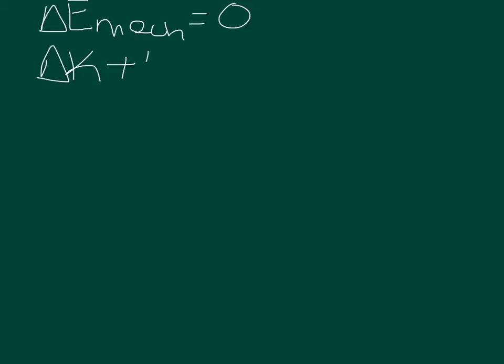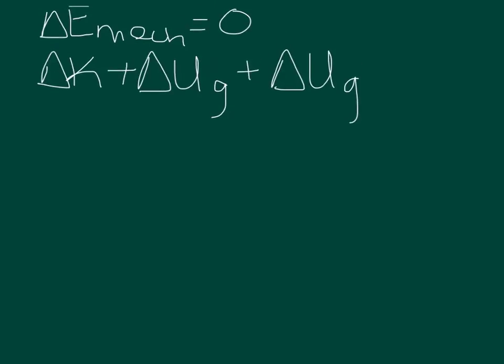So I'm going to say delta U_G to represent the gravitational potential energy, but we also have this spring that's working with this ball. So I'm also going to have the change in potential energy for the spring. Oh, sorry guys, I didn't mean to write G. I meant to write S here.